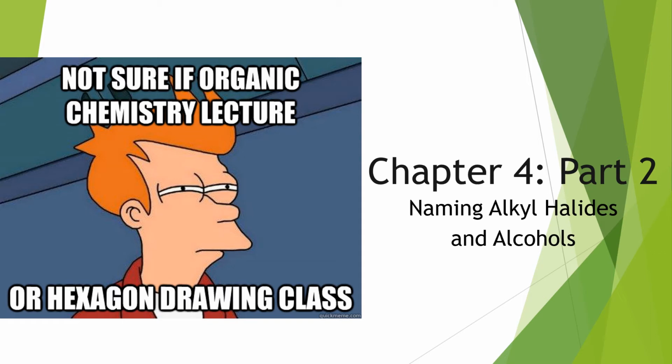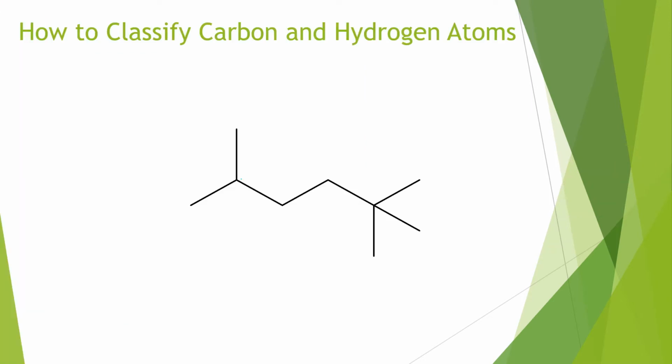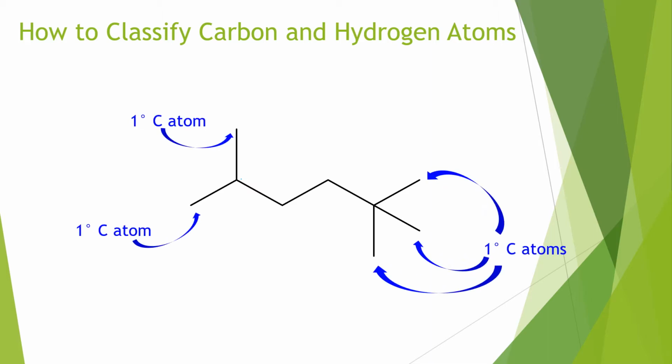Chapter 4, Part 2, Naming Alkyl Halides and Alcohols. First, before we move on to alkyl halides and alcohols, we have to talk about how carbon and hydrogen atoms are classified. So, these carbon and hydrogen atoms are classified by the number of carbons attached to the carbon you're describing.